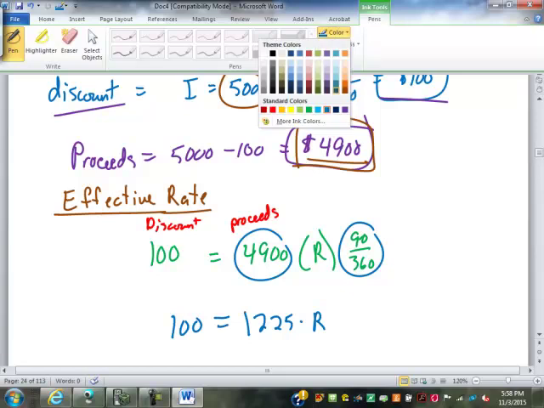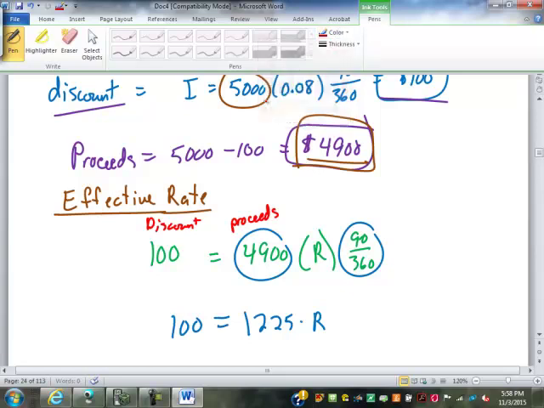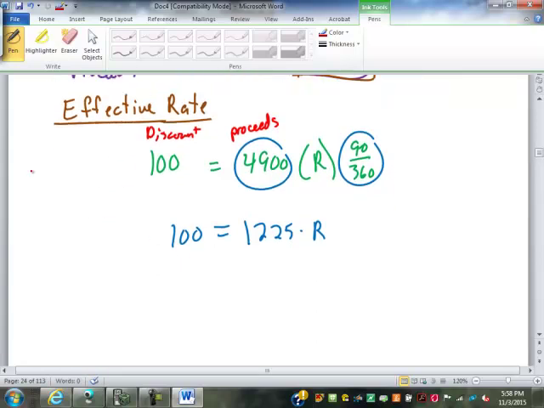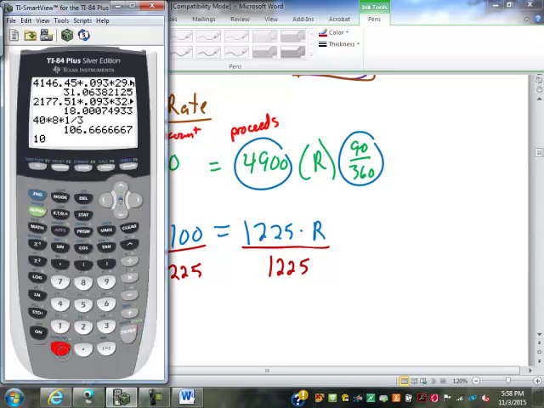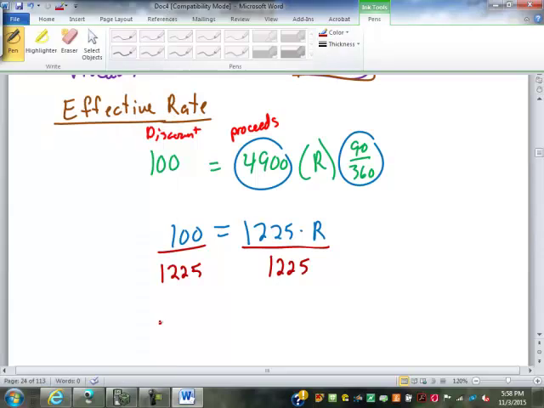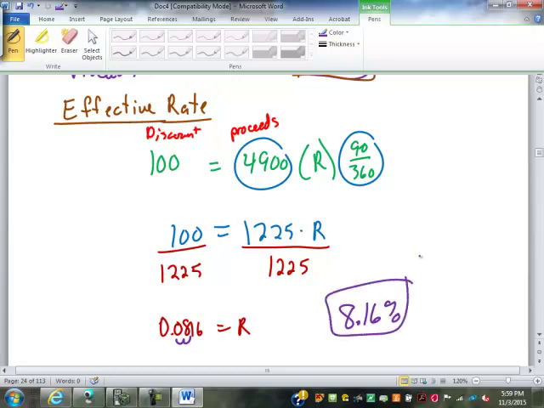So we have 100 equals 1,225 times R. So to solve for R, we're going to divide by 1,225. So 100 divided by 1,225 gives us 0.0816. That's our rate. Now I have to move my decimal point to make that a percent. That's 8.16%.